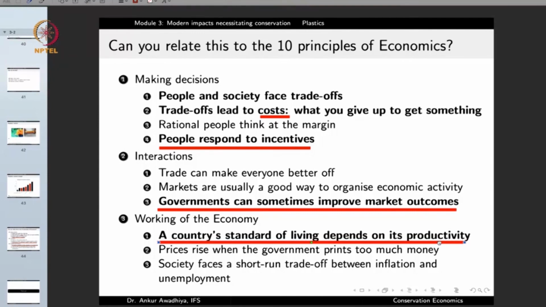And also, a country's standard of living depends on its productivity. So earlier, we saw that the levels of plastics increased so much, the production increased so much because most of the countries were emphasizing that we need to produce more and more. Today as well, we need to have more and more of different products. But then, if we can emphasize that these products not only need to be cheap, but they also need to be environment friendly, then probably we can shift away from the nuances of these plastics. So that's all for today.